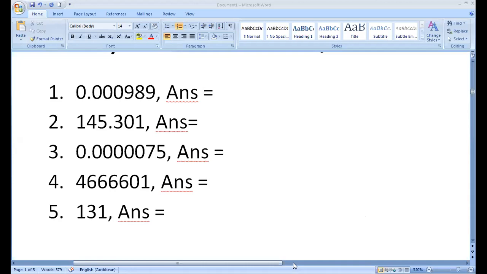Sir, should question number 2 have a decimal point between the numbers? 1, 2, 3, 4. Yes, I purposely put it there. Okay.